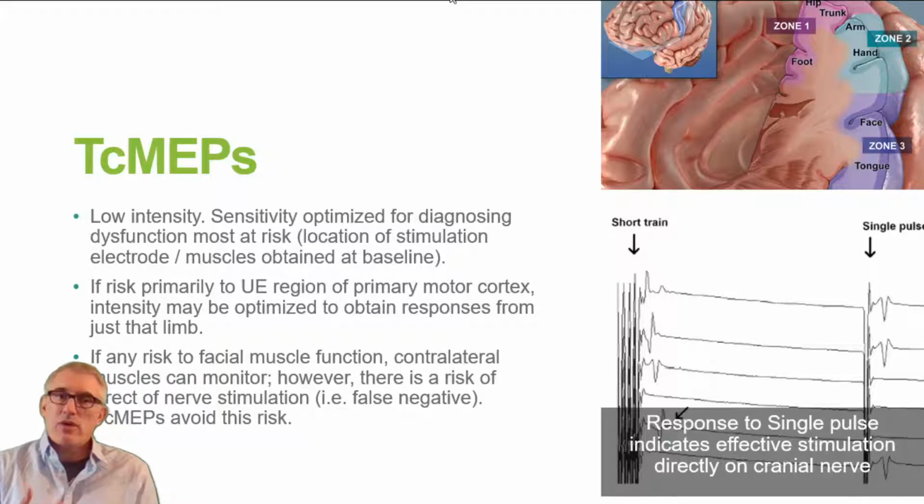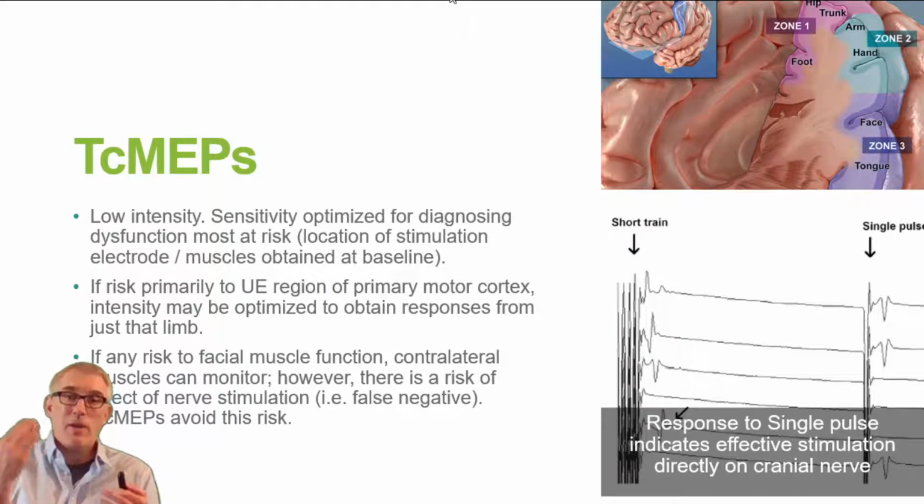If for whatever reason direct cortical motor potentials cannot be performed, the strip is in the way, it's not working, whatnot, MEPs can provide sensitivity for motor cortex dysfunction as well. However, it's decreased because with transcranial motor stimulation, the effective stimulation is typically deeper. So when we're performing TC-MEPs in these patients, we'll go with a low intensity. The sensitivity is optimized for diagnosing dysfunction in the region most at risk. So we'll adjust the location of the stimulation electrodes and the muscles that we obtain at baseline to maximize our ability to diagnose dysfunction for the region at risk.